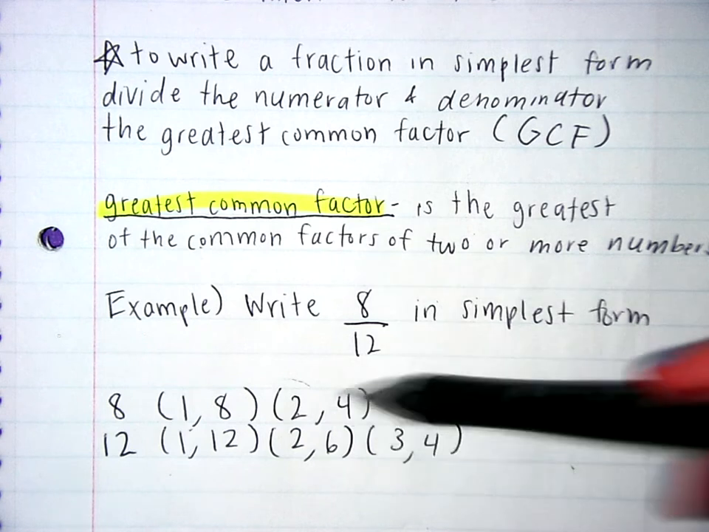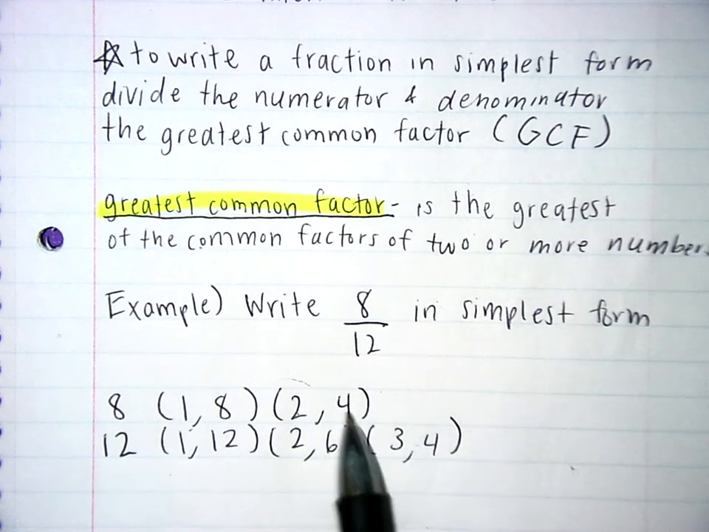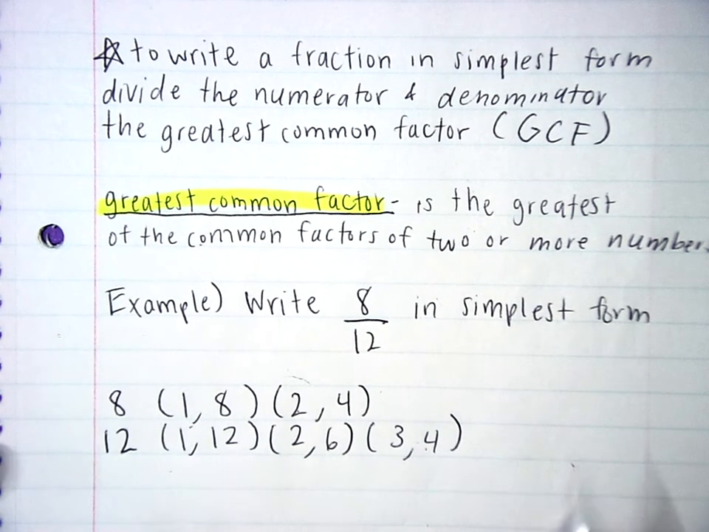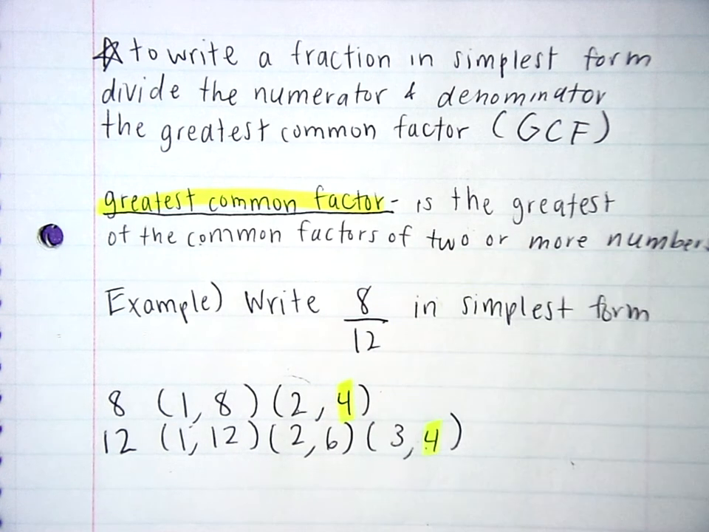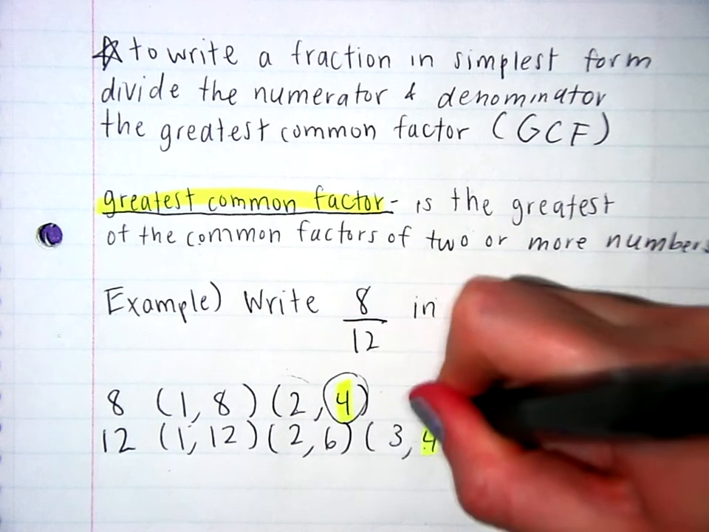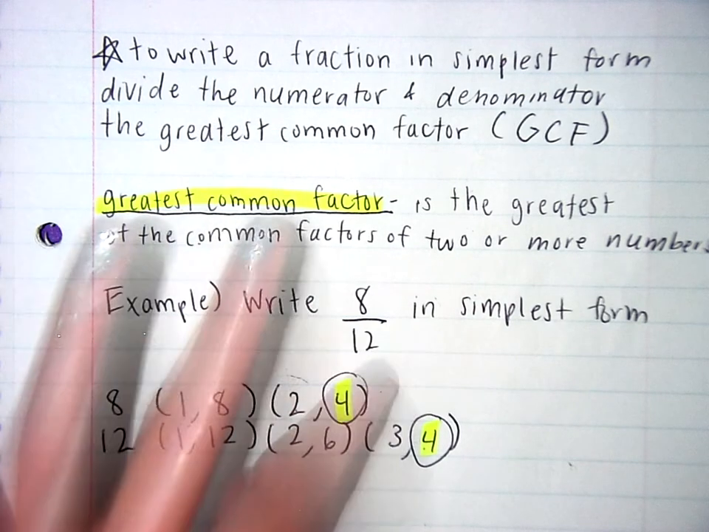So now I'm comparing, and I see right here that the greatest common factor that both the numerator and the denominator share is 4. So I'm going to go ahead and highlight that. You could also circle it. 4 is the greatest common factor that 8 and 12 share.